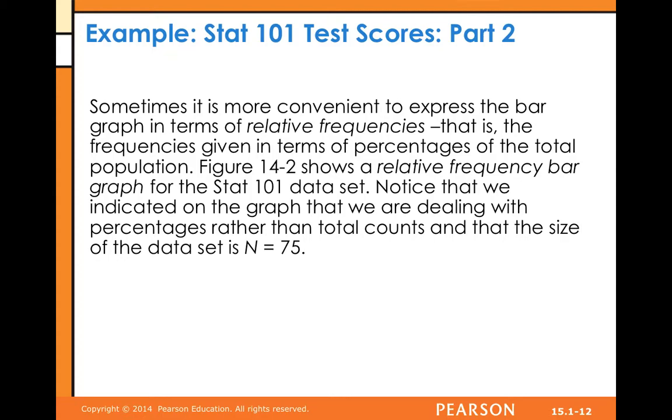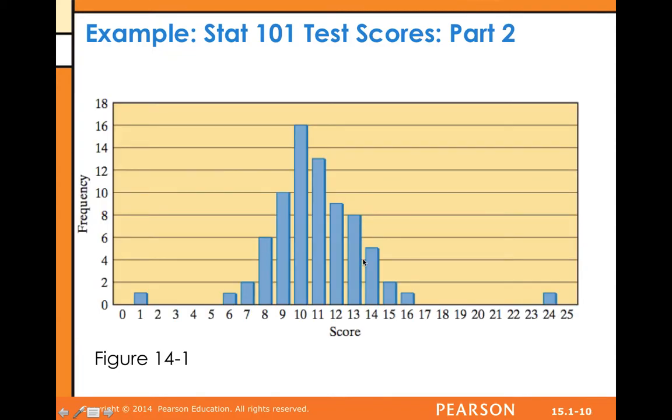Okay, so sometimes it's convenient to express bar graphs in terms of percentages, which is what your book means when they say relative frequencies. So the frequency is given in terms of percentages of the total population. Okay, so in other words, I'll show you a picture in a second, but here was the original bar graph.